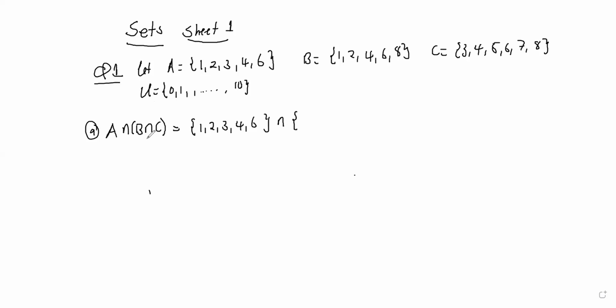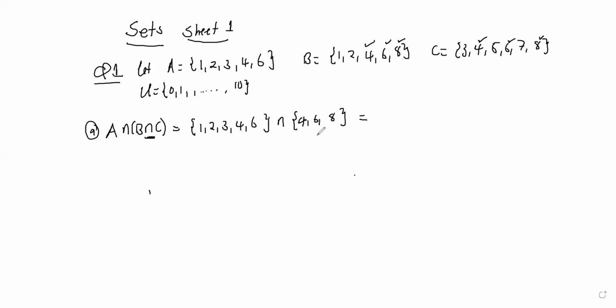Intersection. Now we get B intersection C. So B intersection C, we look at what is common in B and in C. So we have 4 appearing here and there. We have 6. We also have 8. So we have 4, 6, 8. So now we can answer the question.